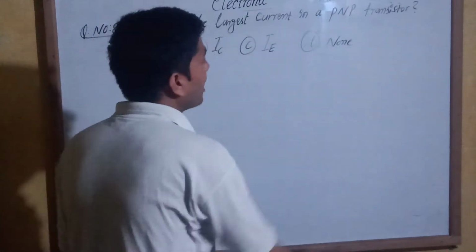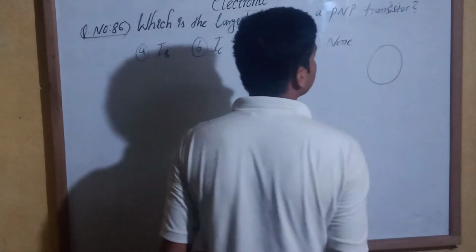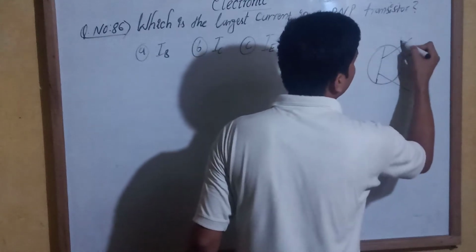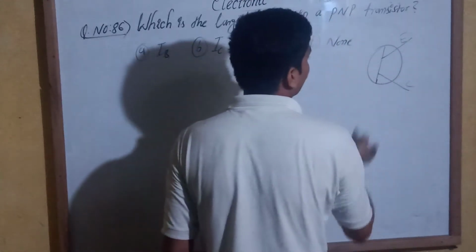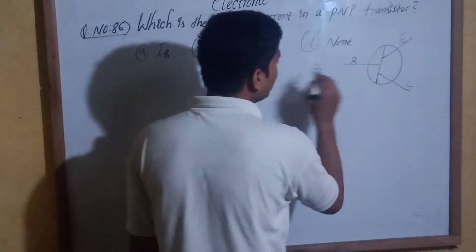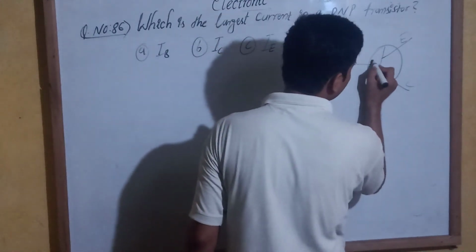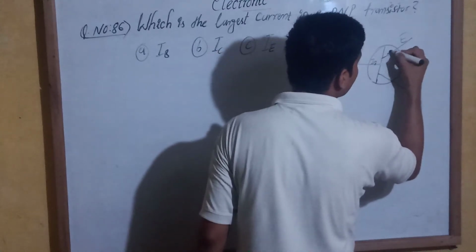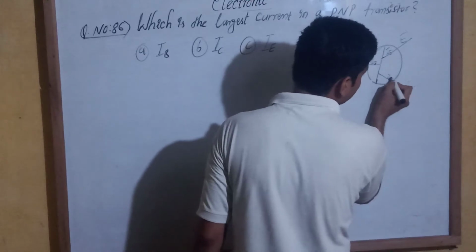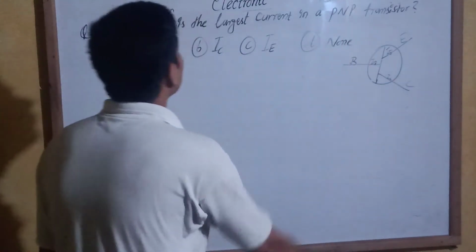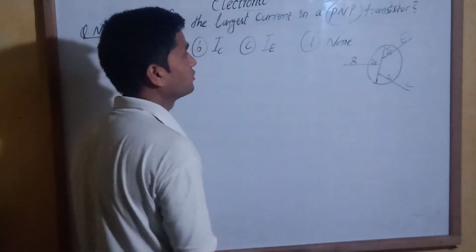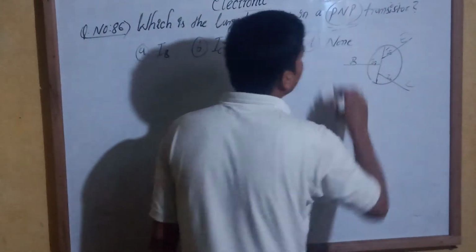Okay, we have one kind of transistor and it contains three parts: this is our emitter, this is our collector, and this is our base. The current flowing through the base is known as IB, the current flowing through the emitter is known as IE, and the current flowing through the collector is known as IC. Which is the largest current in a PNP type of transistor? Which type of transistor? PNP.